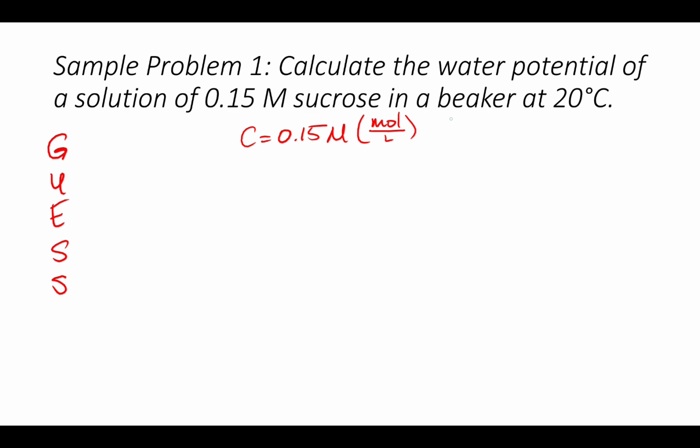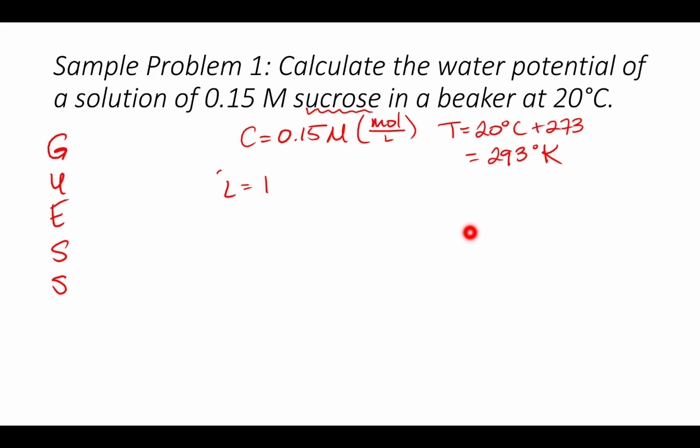Then we are also told the temperature. The temperature is 20 degrees Celsius, but remember, we don't use Celsius for this equation or these equations. We need to add 273 to it. So our temperature is 293 degrees Kelvin. Now, you might think, that's the only information I'm given, but we're told that this is a sucrose solution, which should tell us an ionization constant, which is 1.